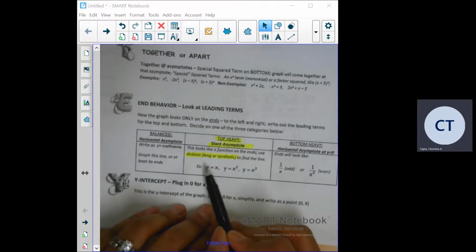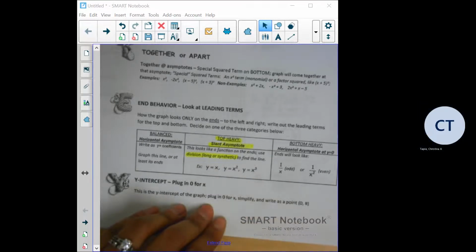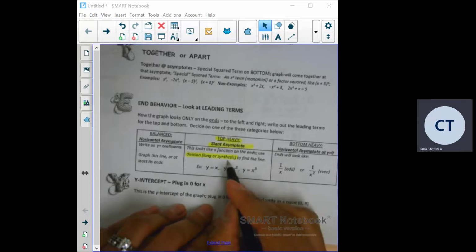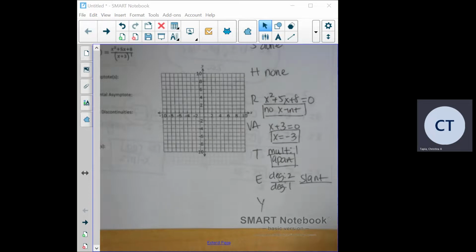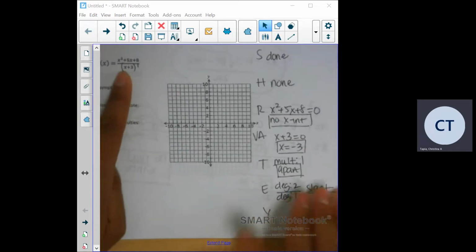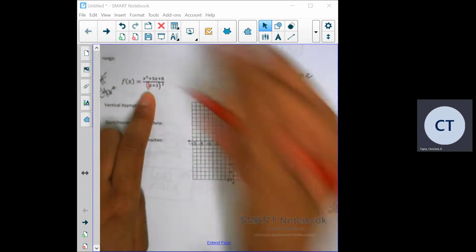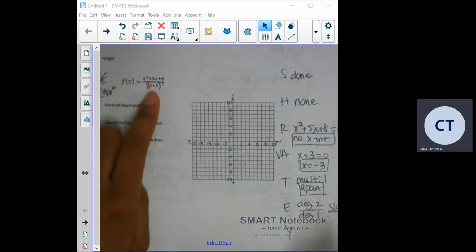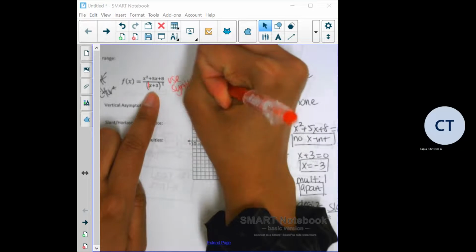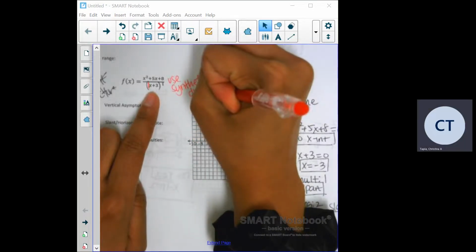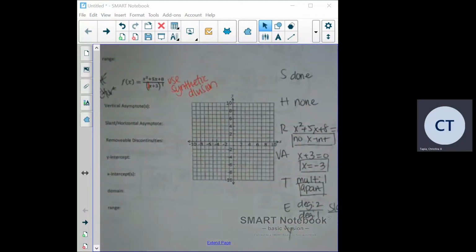I don't care which one you use. However, when using synthetic division, you can't use it for every question. You can only use it when it's a binomial that has a leading coefficient of 1 and a degree of 1. We already know that this has a degree of 1. We already know that. The leading coefficient in front of x is also a 1. So for this question, I can use synthetic division. If that's not the case, guys, use long division.